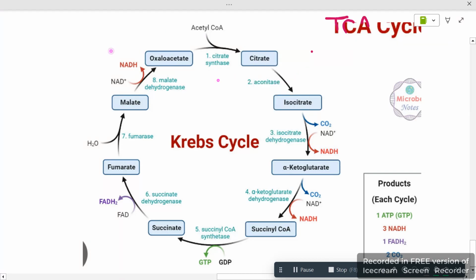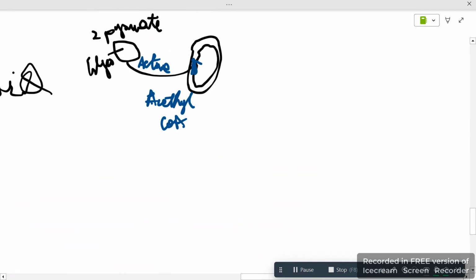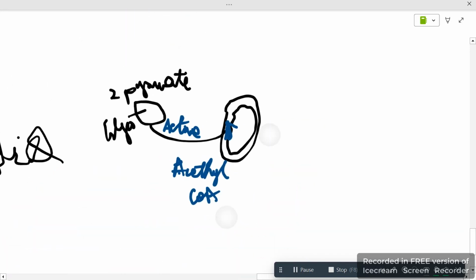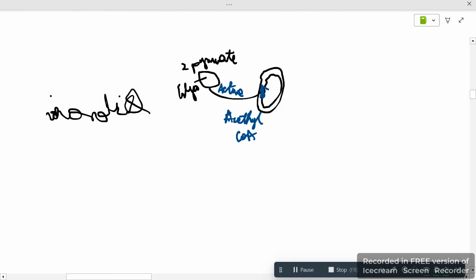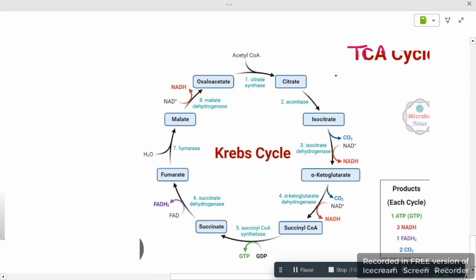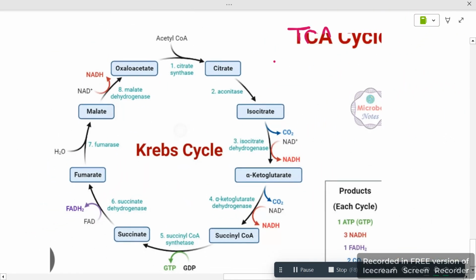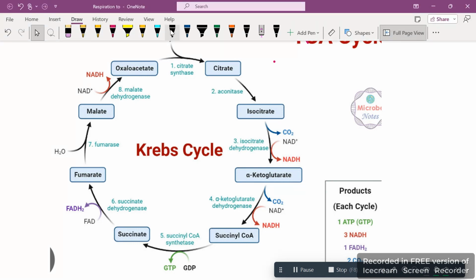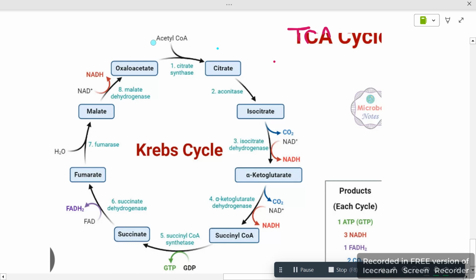Okay. So as I just told you, the product is the 2 pyruvate, the end product of glycolysis. They will go through an active process in the matrix of mitochondria, and they will form acetyl coenzyme A. So our cycle starts with acetyl coenzyme A, which is a 2 carbon containing compound. It will go to citrate, and citrate is the first product. That's why the cycle is known as the citric acid cycle.